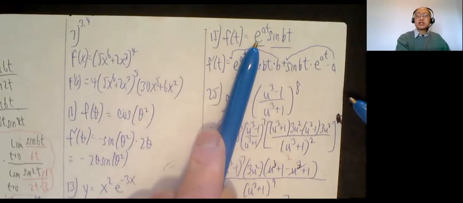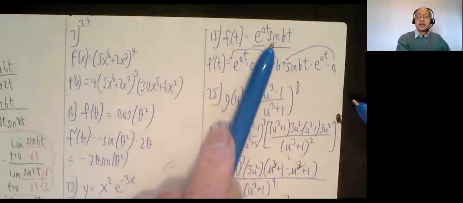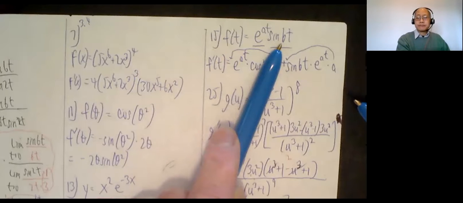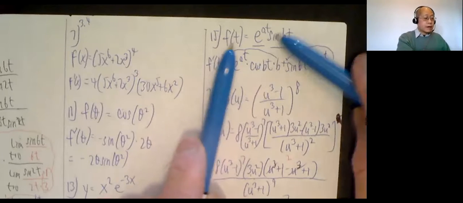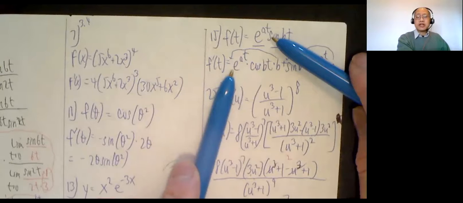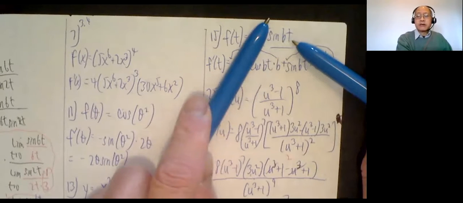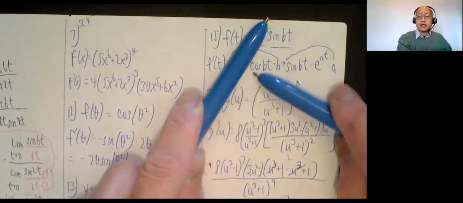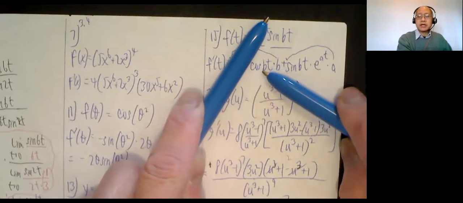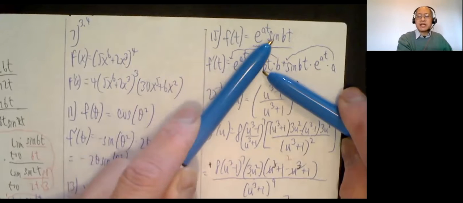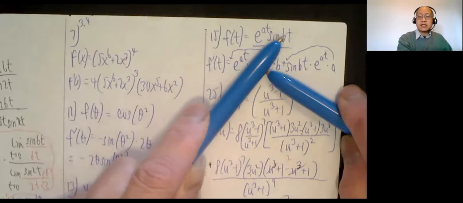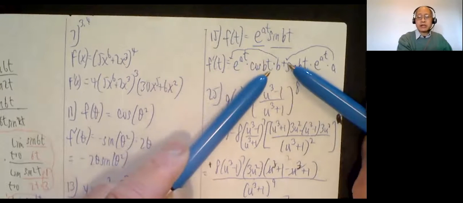All right, so the first function is e to the at, the second function is sine of bt. So product rule: first function, e to the at, times the derivative of the second. So what's the derivative of sine bt? Derivative of sine is cosine, so cosine bt. And then by the new chain rule, it's times the derivative of bt. Keep in mind, b is a constant, t is the variable, so multiplied by an extra b.